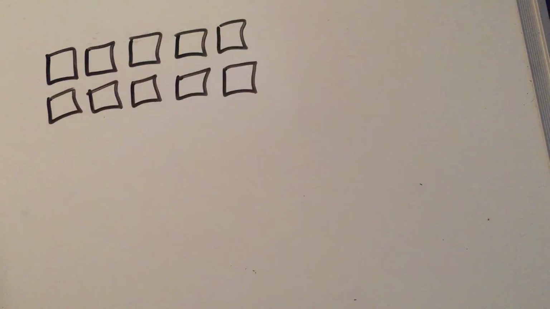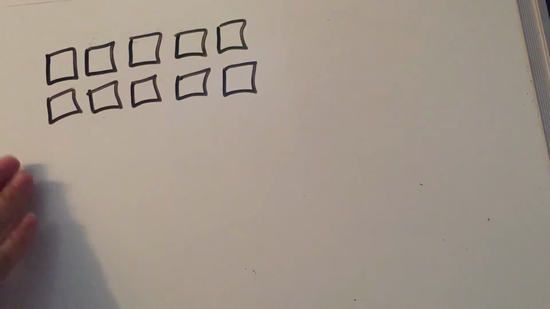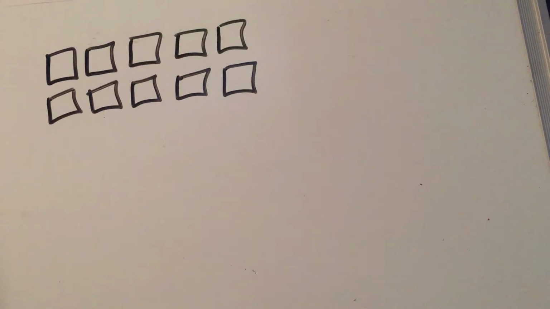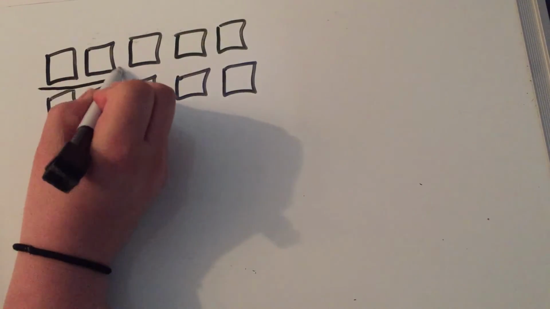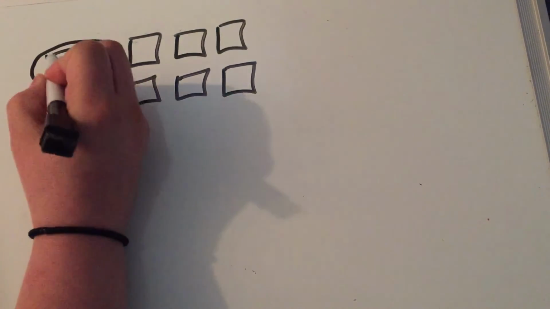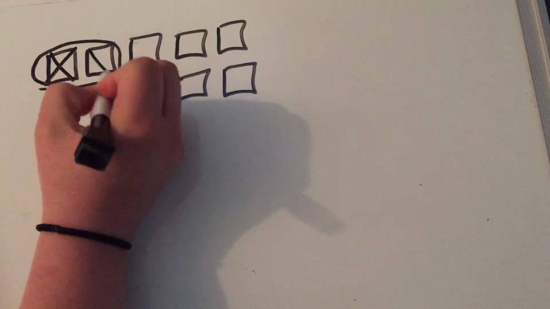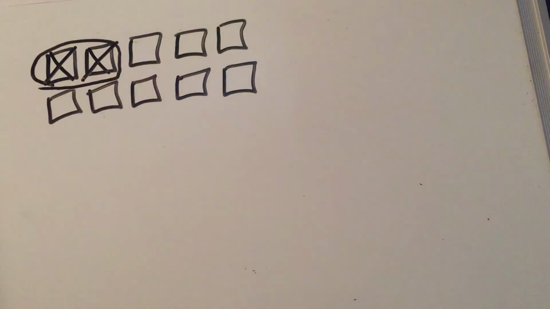I always want to draw out what I'm hearing from the story because that will help me find the parts and the whole, and what I'm looking for if I'm subtracting, what I need to cross out to take away. So Chris had 10 cars. 2 of the cars had no wheels. So we're going to circle that group of 2, and we're going to cross those 2 cars out because we want to know how many cars have wheels.